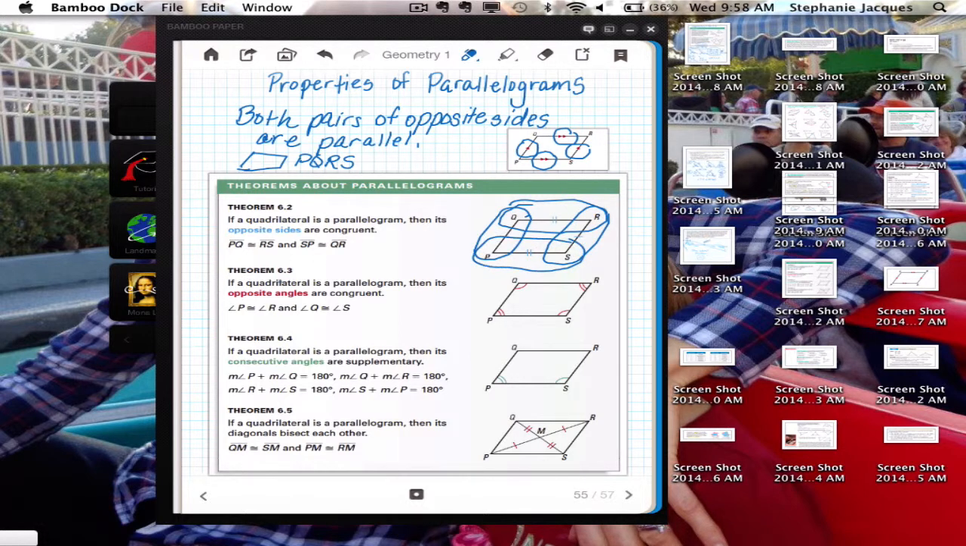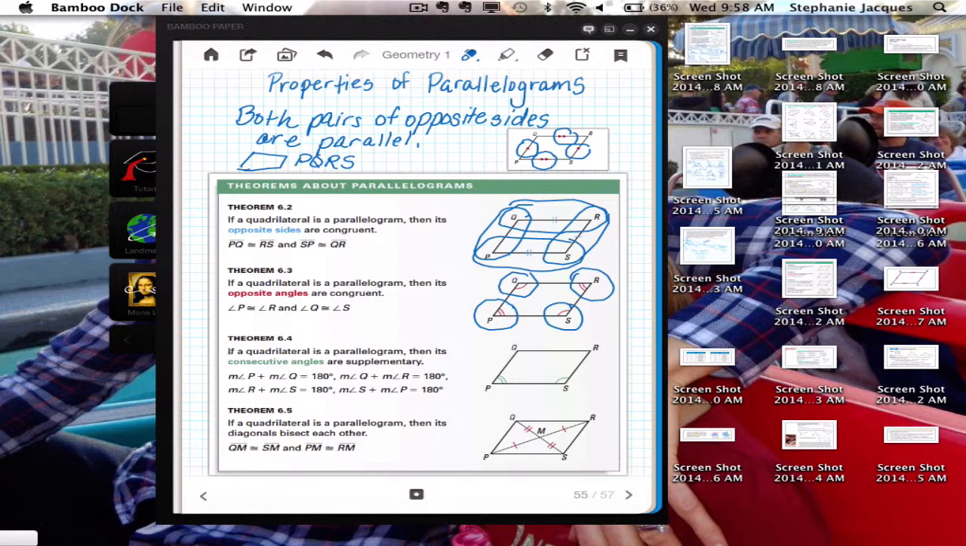For theorem 6.3, if a quadrilateral is a parallelogram, then its opposite angles are congruent. So therefore, angle P is congruent with angle R. So if angle P were 40 degrees, then angle R would be 40 degrees as well. And angle Q is congruent with angle S. So opposite angles are equal.